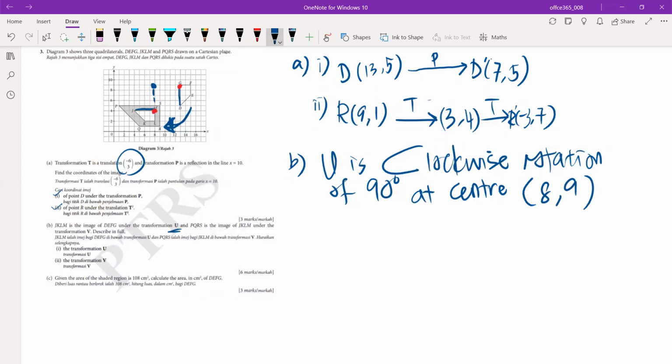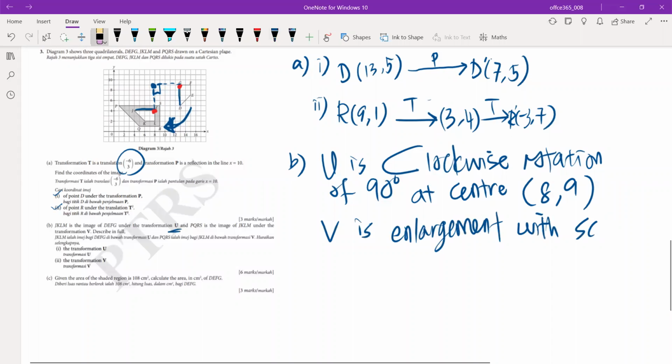You see, you take the point center and you connect. Is it 90 degree? Yeah. Then after that transformation V, they say PQRS is the image of JKM, so confirm is enlargement. Enlargement must have two keywords with scale factor. Scale factor, everyone, scale. The scale.